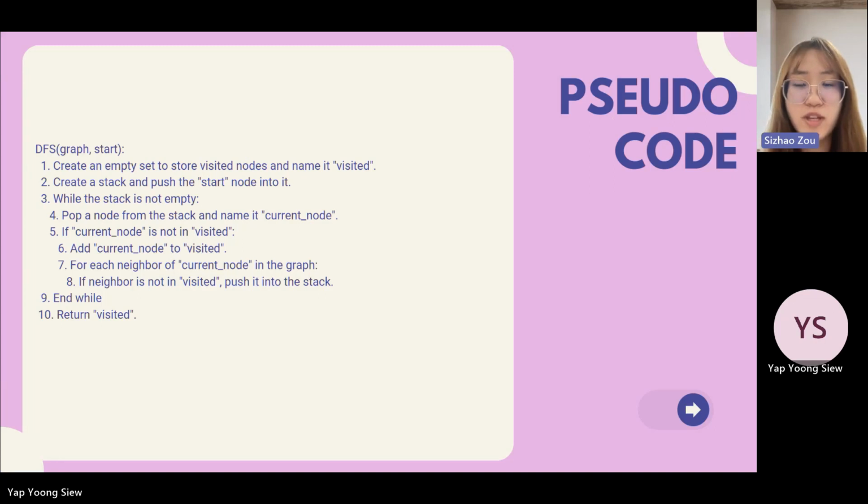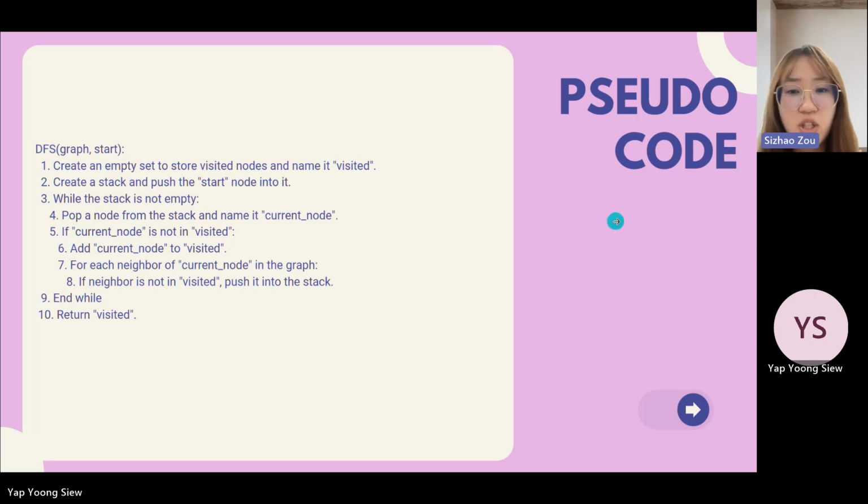So here's the pseudocode for the DFS algorithm. So in this algorithm, we perform DFS traversal of the graph starting from a given start node. So this algorithm maintains a set of visited nodes to keep track of nodes that have been explored. It also uses a stack to determine the order of the nodes' exploration. And then we pop a node from the stack, check if it has been visited before, and if not, we will mark it as visited. Then we check each neighbor of the current node and push any unvisited neighbors onto the stack.